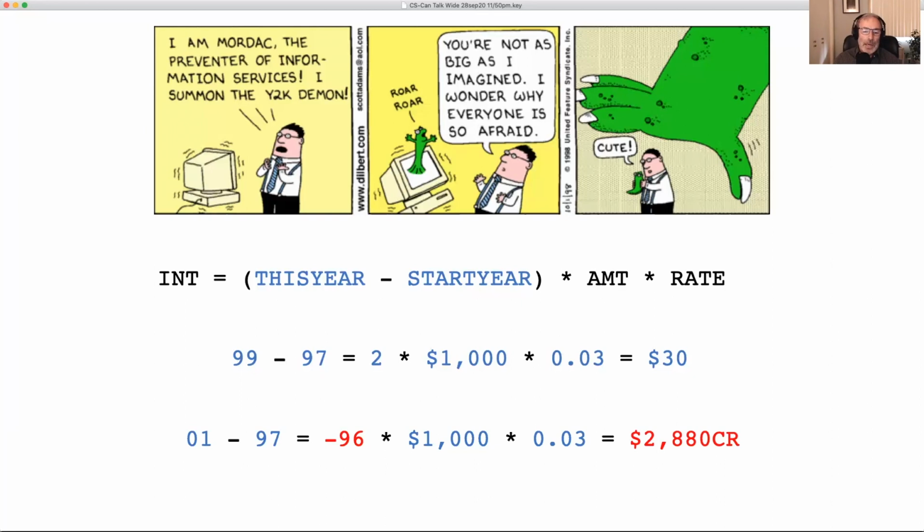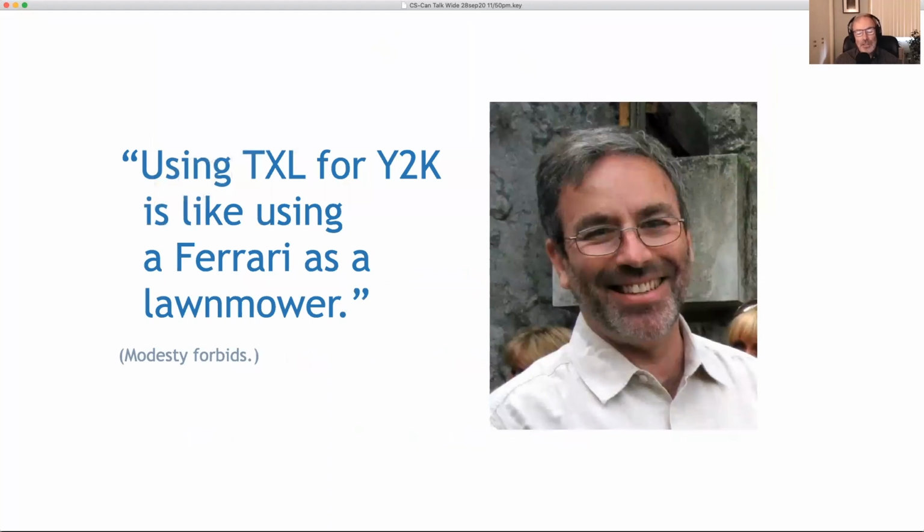So I saw this problem and I looked at it and I said, wow, Frank, you're right. This looks like a transformation problem. All I have to do is change it to another solution. And I recall saying to Frank at the time, probably one of the stupidest things I've ever said in my life. I said, yeah, using TXL for this year 2000 problem is frankly like using a Ferrari as a lawnmower. It should be absolutely straightforward. Let's do it.